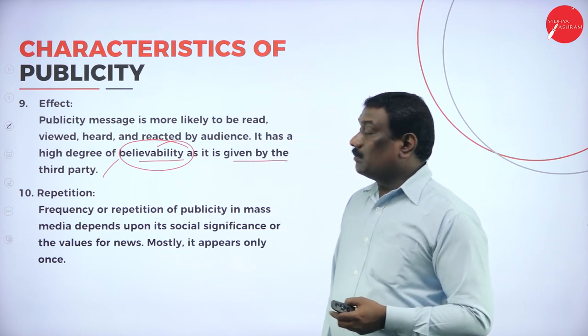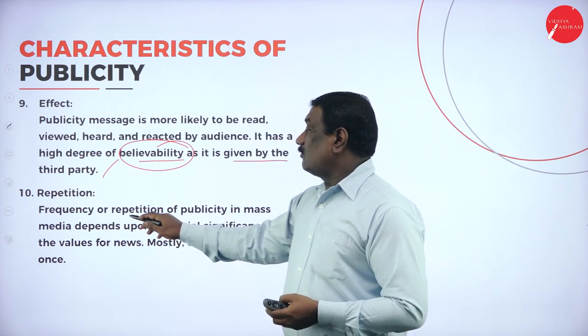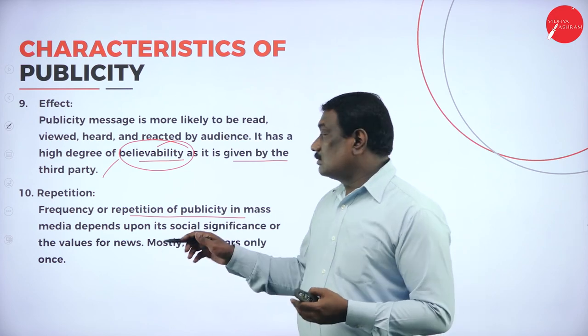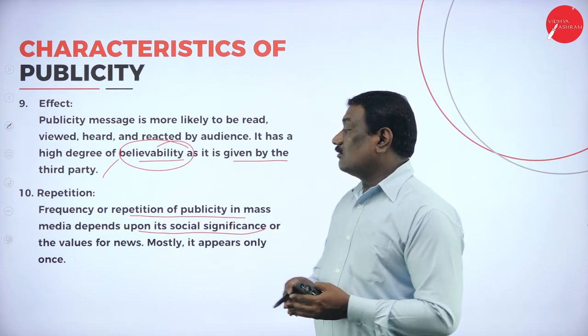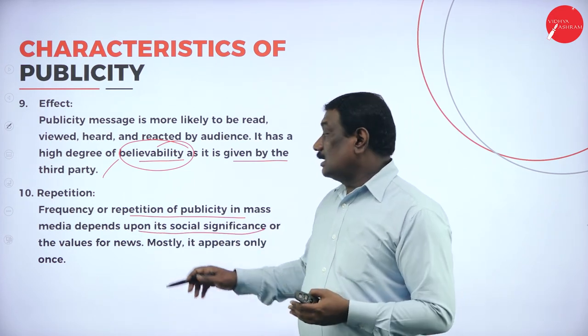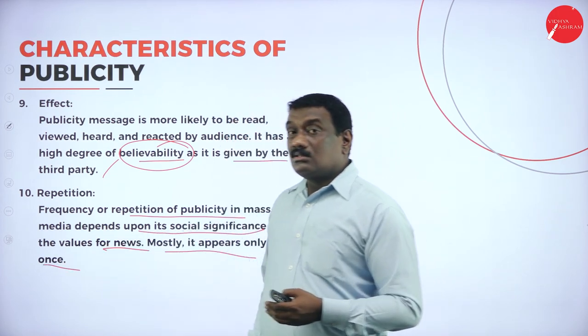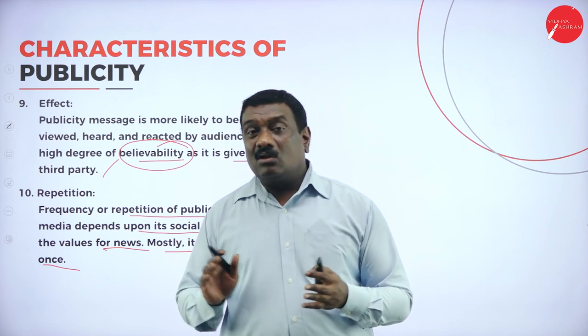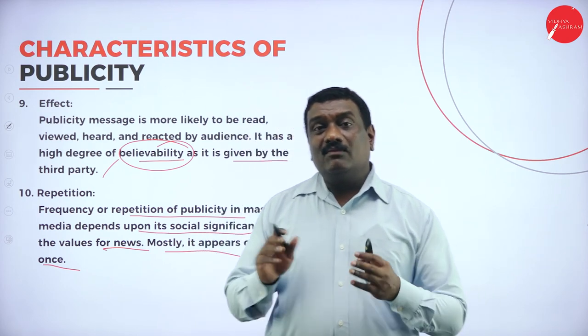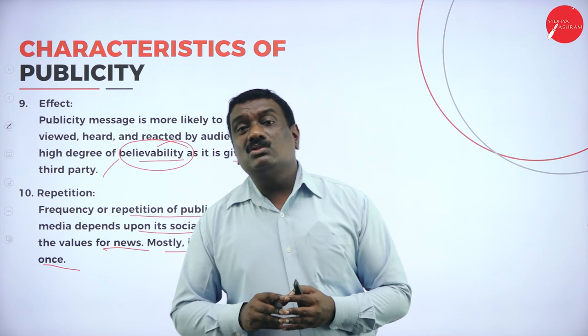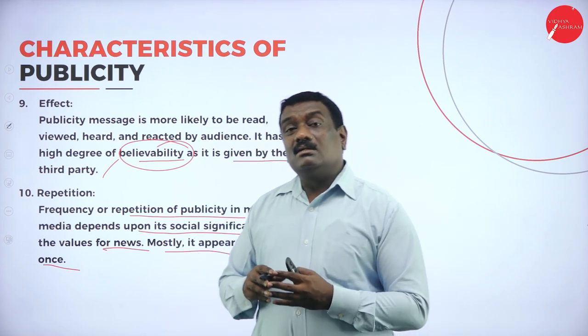And next is reputation. Frequency or reputation of publicity in the mass media totally depends upon its social significance or the value which has been created for the news. And mostly it appears only once. So only once we can see it, it will not be repeated in nature. So only once this particular kind of news or the publicity will be given by the media.